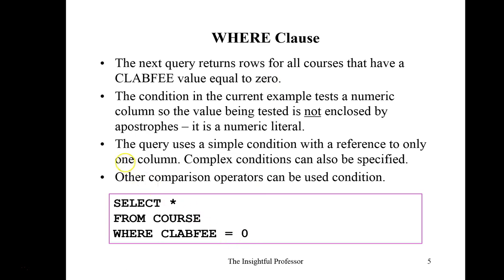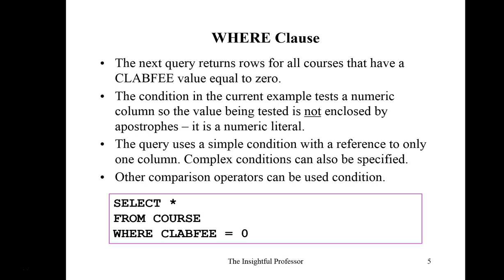Now, the value that we're using is 0. Notice it's not enclosed in any kind of delimiters like quotation marks or apostrophes. That's because the lab fee column is a numeric column. So when we introduce literal values that are numeric, they are not enclosed within any kind of quotation mark or apostrophes. This particular query just has a simple predicate, a simple condition, but complex predicates can also be specified. And again, that will come up in one of the next videos that we discuss.